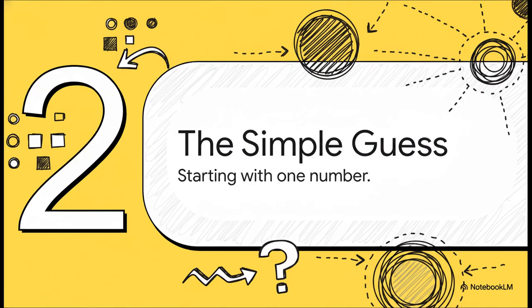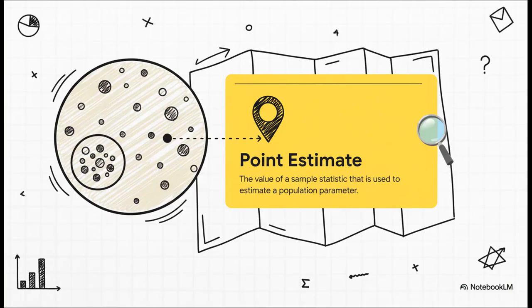So let's start with the most basic, most intuitive way to estimate. If you could only give one single number as your best guess, what would it be? This is what statisticians call a point estimate. It's just that, a single point. It's the one value from our sample that we're going to use as our best guess for the real value of the whole population. Think of it like putting a single pin on a massive map and saying, I think the treasure is right here.